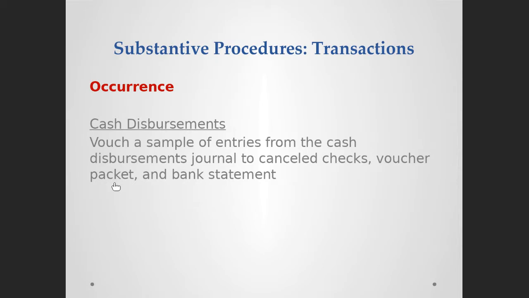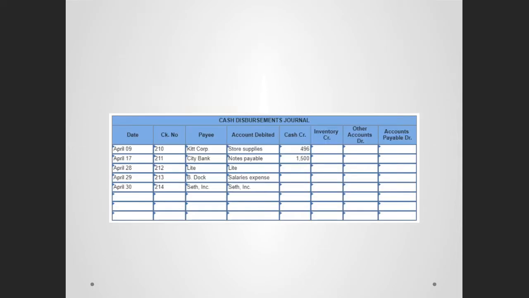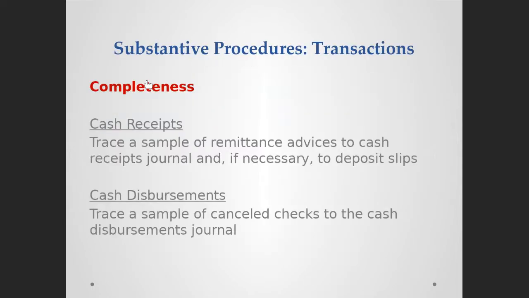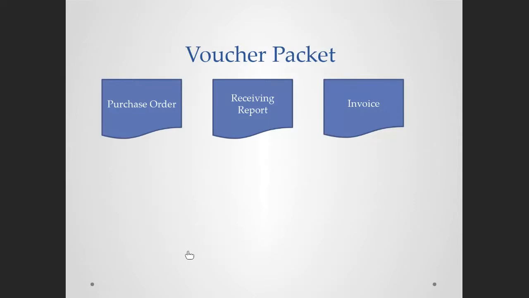Purchase order is the first one. Receiving report is the second one. What is the third one? Vendor invoice. Excellent. So this is, right? These are the 3 documents: purchase order, receiving report, and invoice.